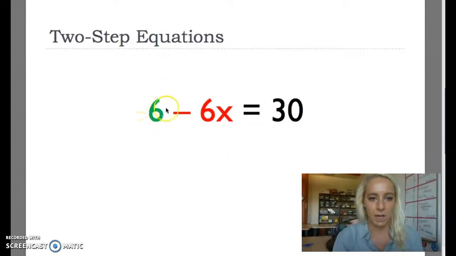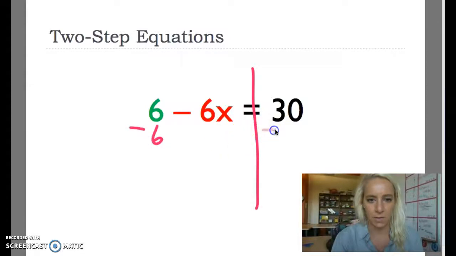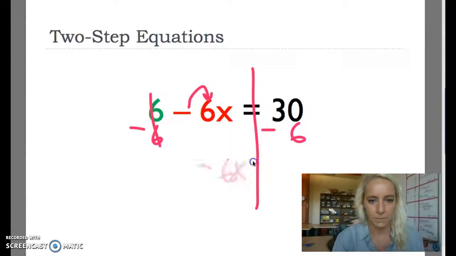Now in this case, you'll notice the constant comes first. So looking at the 6, it is a positive constant. So the inverse of positive 6 would be -6. So I'm going to subtract 6 from both sides of my equation. Just because the subtraction sign is here, it goes with the next term, not the 6. So you always want to look at what comes before it. So these cancel out, so I'm left with negative 6x equals 30 minus 6, which is 24.